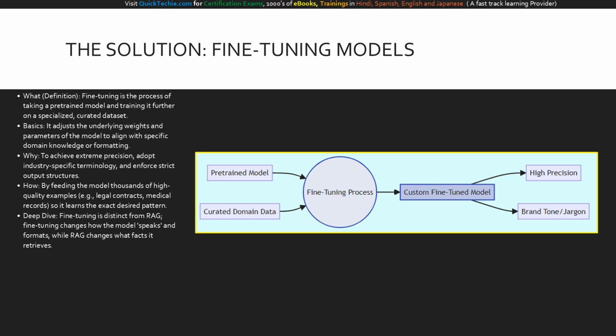Notice the outcomes on the far right. This custom model now inherently possesses high precision and natively speaks with your exact brand tone and jargon. It no longer needs to be constantly reminded of how to format its answers. The formatting is permanently baked into its neural pathways.